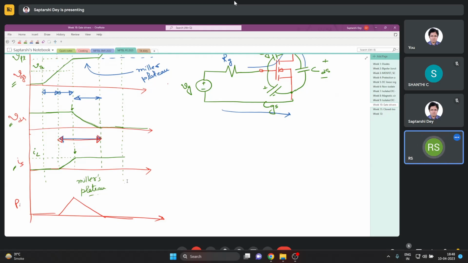But will they still be called IGBTs and MOSFETs, or will they have some other name? Yes, MOSFETs.